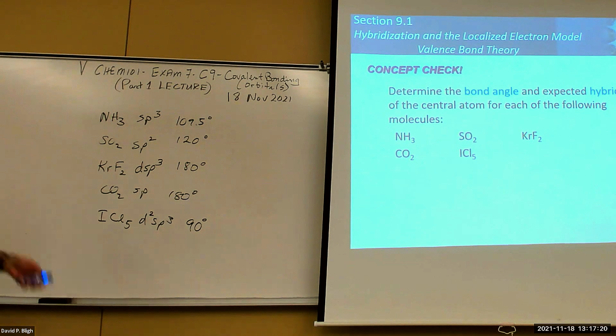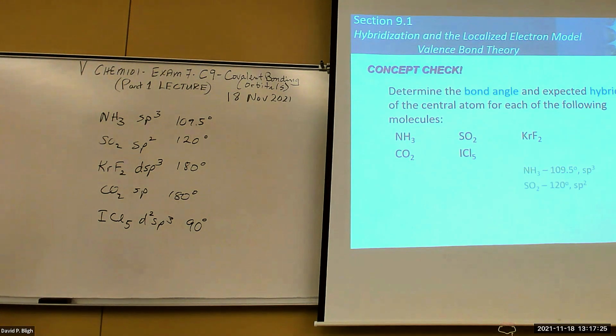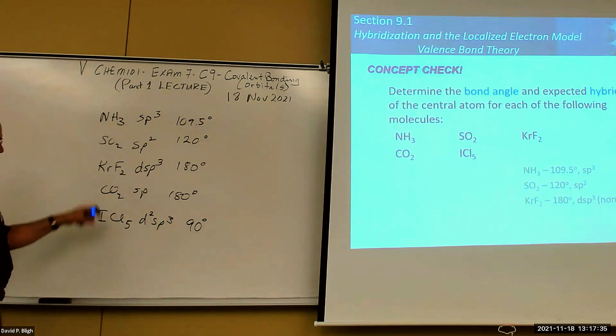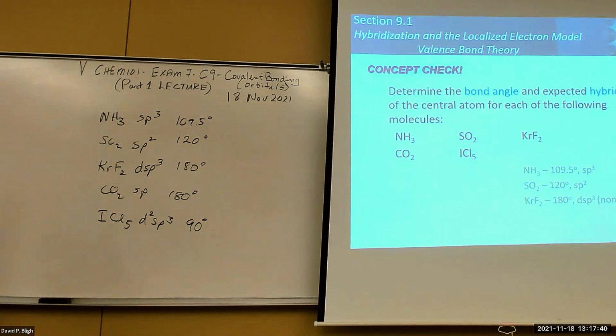Okay, let's see if we got them right. 109.5, sp3 for ammonia, okay. Sulfur dioxide, 120, sp2. Krypton difluoride, 180, dsp3, and it's nonpolar. CO2, yes, sp and 180. And 90 degrees and d2sp3. Okay. So that's how you do it.